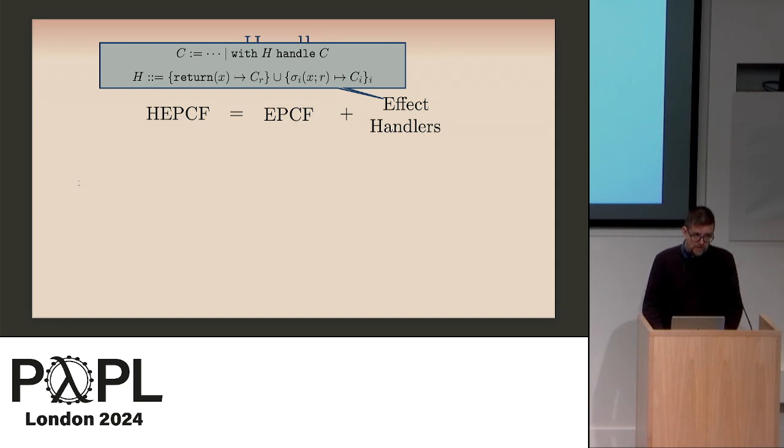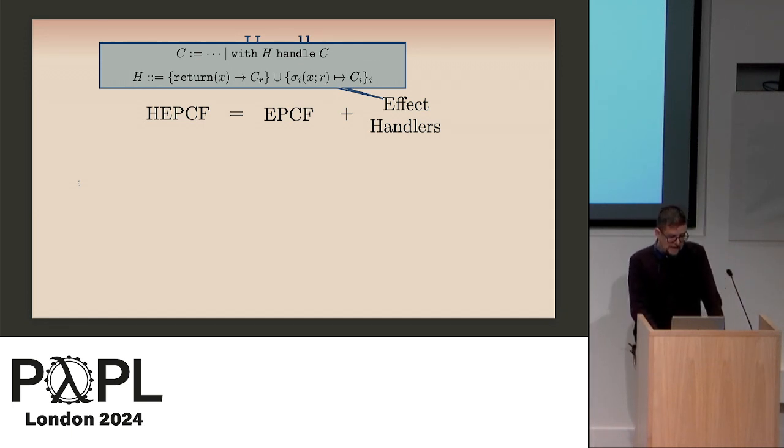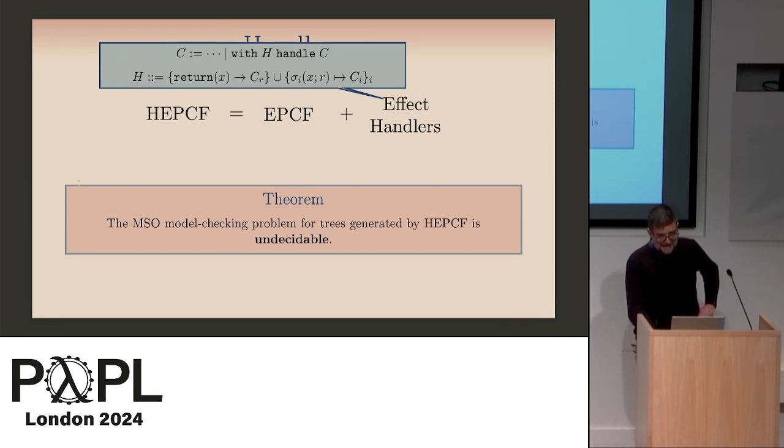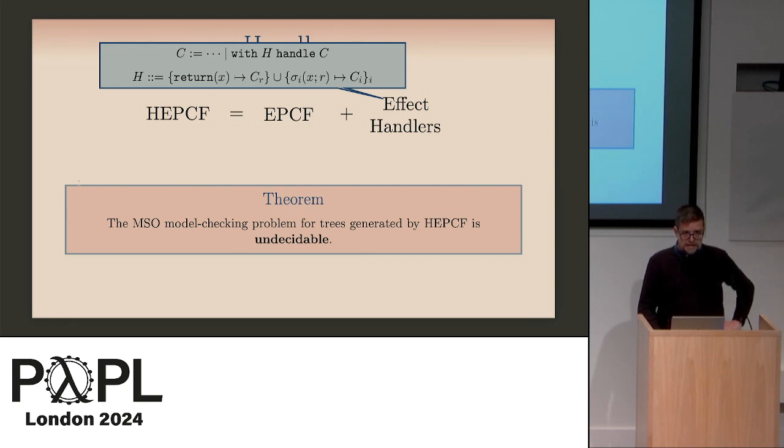And the first argument of the construct is a handler H, which specifies for each possible algebraic operation the actual handler Ci. And this handler Ci depends both on the parameter X and on the continuation R. And of course, the continuation can be used in a completely arbitrary way. And perhaps surprisingly, we proved that the MSO model checking problem for trees generated this way is undecidable. And the problem is that, again, the continuation can be used in very nasty ways by the handler Ci.